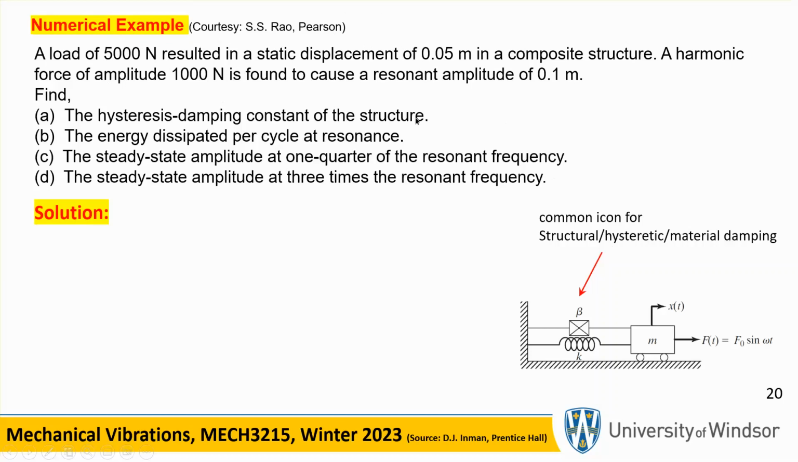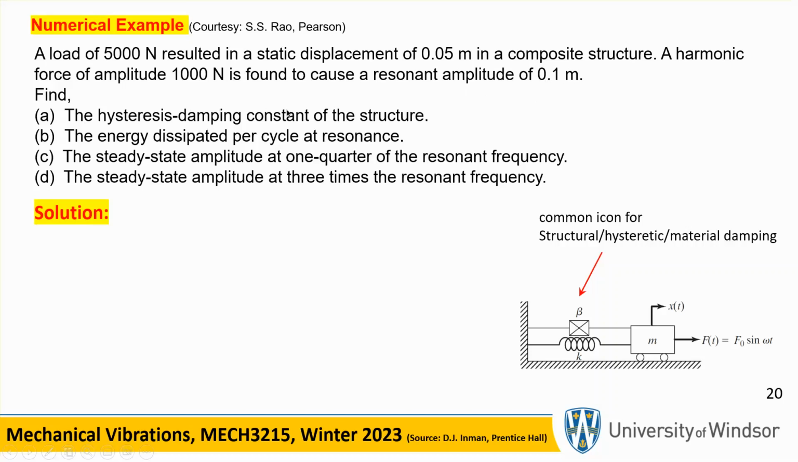Now we have to do the rest of the problem. It says a harmonic force, which means this F naught is 1,000 newtons, is applied and causes a resonant amplitude of 0.1. So big X at R equal to 1 is 0.1. This is the amplitude big X at R equal to 1.